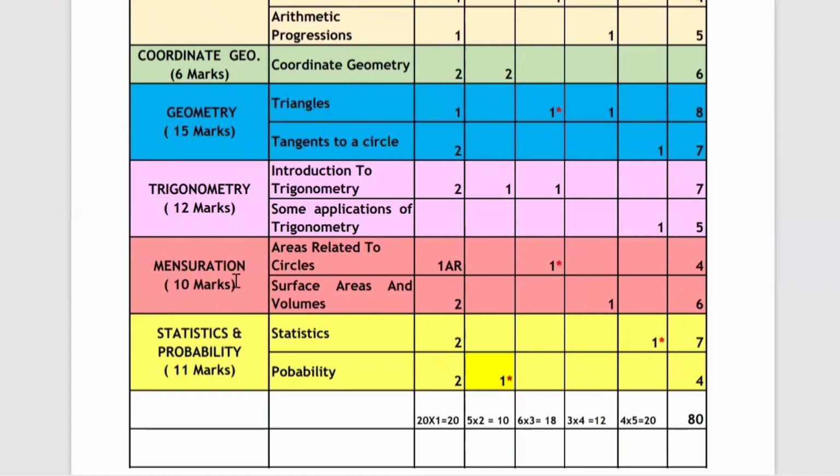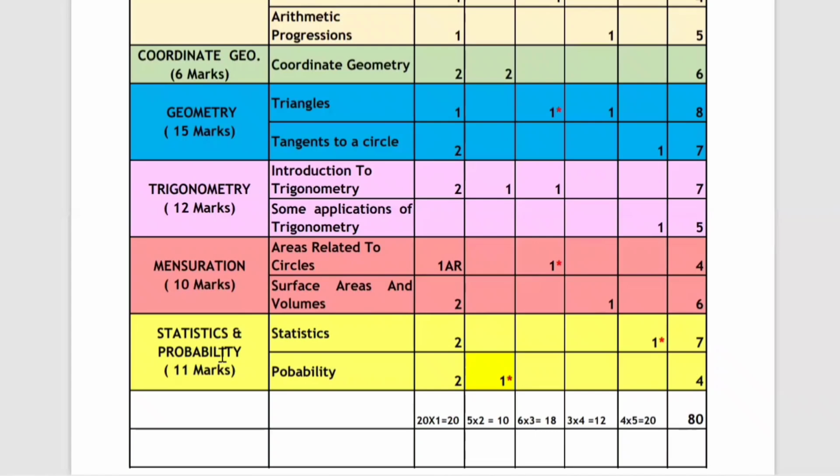In Mensuration, we have 2 chapters carrying 10 marks weightage, Areas Related to Circles and Surface Areas and Volumes. In Areas Related to Circles, we have 1 assertion-reason question, which is 1 mark. There's a choice question also of 3 marks in this chapter. So 3 marks and 1 mark, total of 4 marks. In Surface Areas and Volumes, we have 2 MCQs and 1 question of 4 marks, which makes a total of 6 marks.